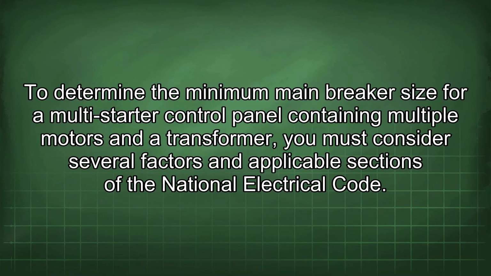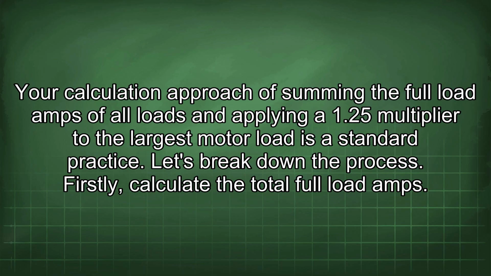To determine the minimum main breaker size for a multi-starter control panel containing multiple motors and a transformer, you must consider several factors and applicable sections of the National Electrical Code. Your calculation approach of summing the full load amps of all loads and applying a 1.25 multiplier to the largest motor load is a standard practice. Let's break down the process.